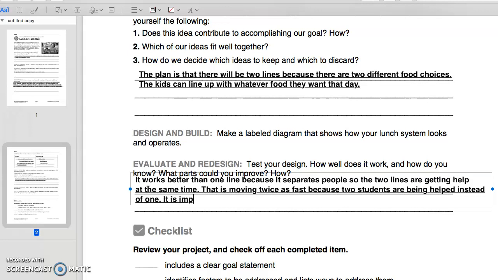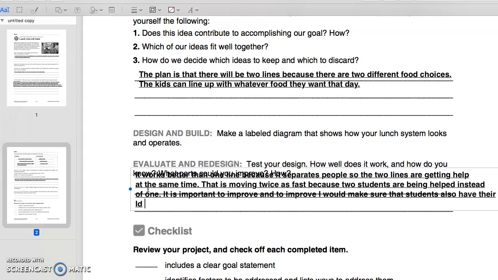It is important to improve, and to improve, I would make sure that students also have their ID and or money ready before they get to the front, so it moves faster that way too.